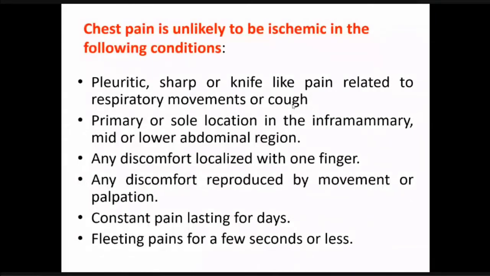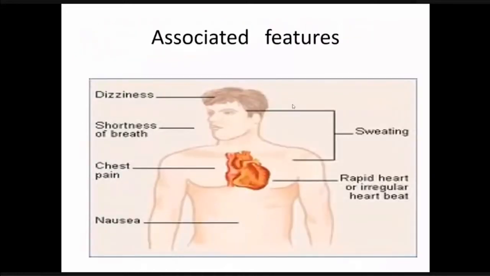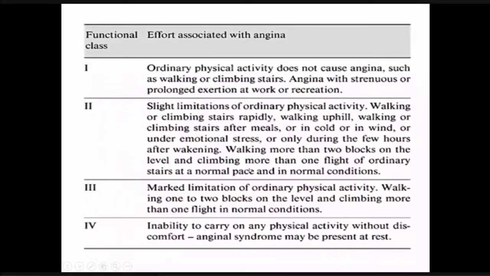Ischemic pain, as I told you, is usually central and goes to the left side, sometimes to the jaw, to the epigastric area, and the character is usually crushing or heaviness. This is the ischemic pain that you must know so you can differentiate it from other causes of pain. These are associated features. You can associate it with dizziness when the patient has hypotension, for example, shortness of breath, chest pain, nausea, sweating, and rapid or irregular heartbeat.